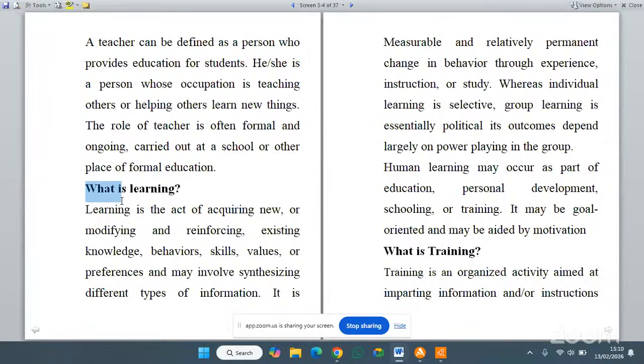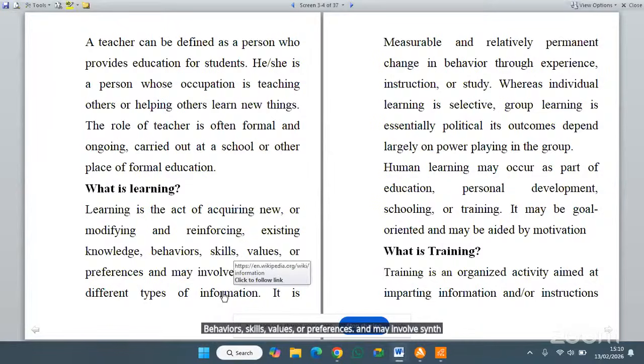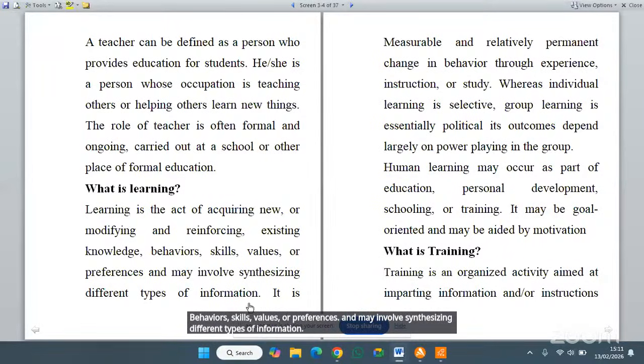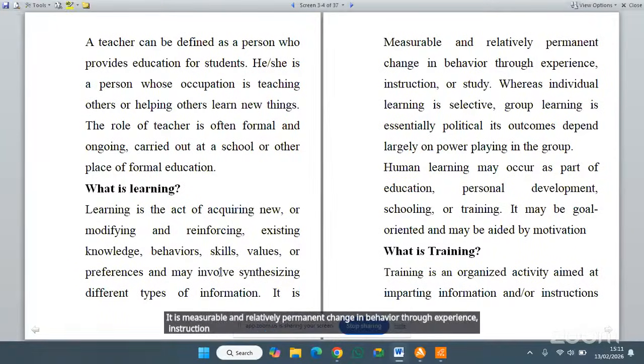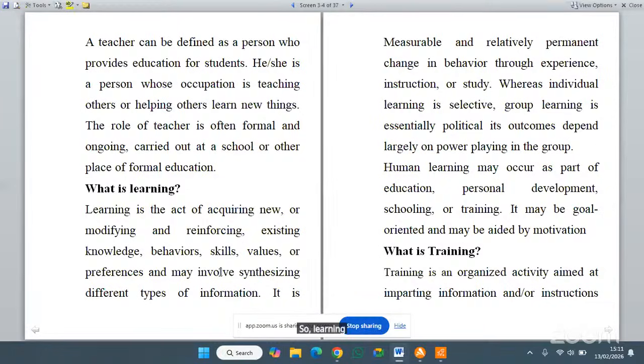So what is learning? Learning is the act of acquiring new or modifying and reinforcing existing knowledge, behaviors, skills, values, or preferences, and may involve synthesizing different types of information. It is measurable and relatively permanent change in behavior through experience, instruction, or study. So learning is about change in behavior.